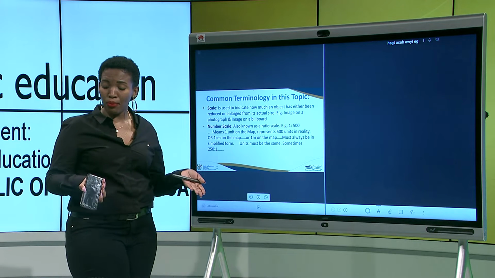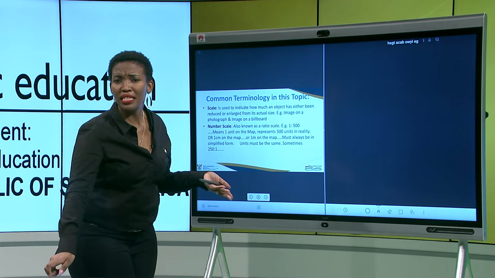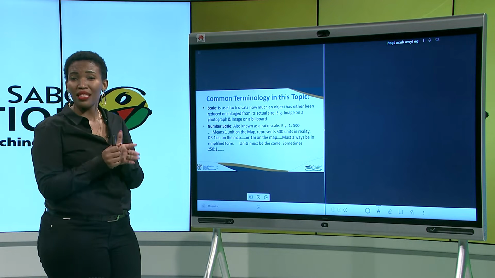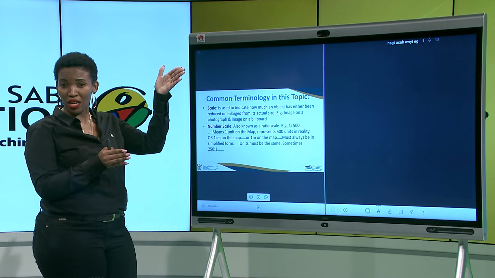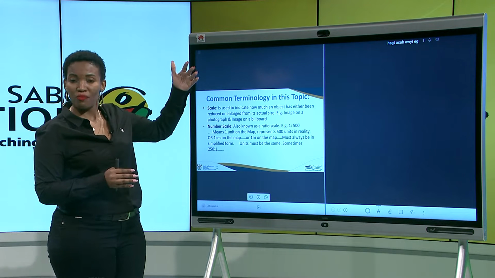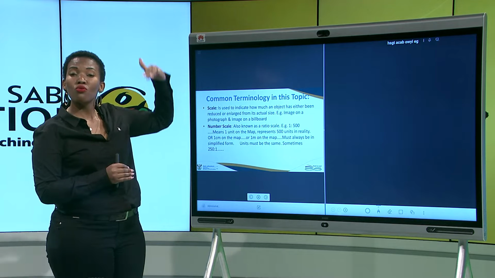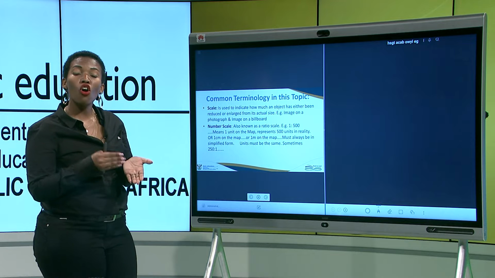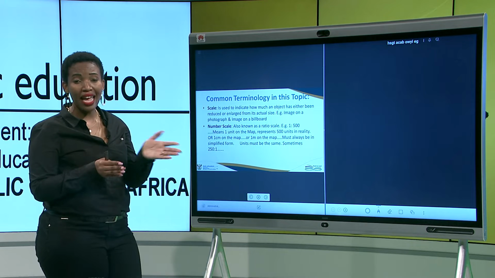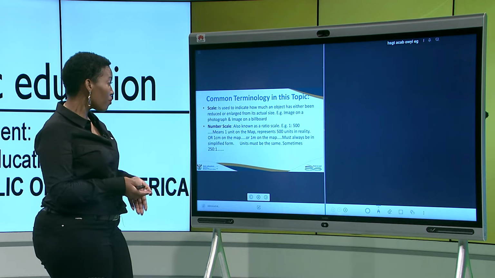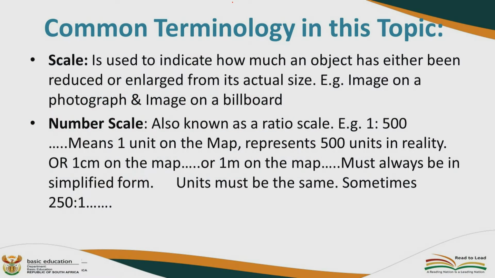Another practical example, for those of you that have seen the Madiba statue, the Madiba statue is very big, it's a giant. Does that mean that the actual size of Nelson Mandela was that big? No, it means his actual size, his actual length was actually enlarged by a certain scale factor to make it look that big. That is, again, where the concept of scale comes in, where an object has been enlarged. I hope we all understand what is meant by the word scale. It is when an object has either been reduced or enlarged from its actual size.